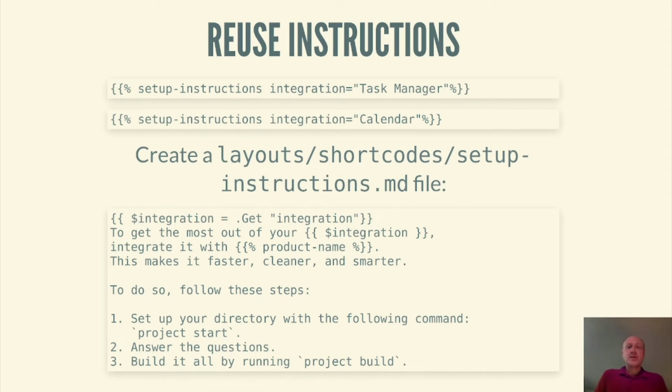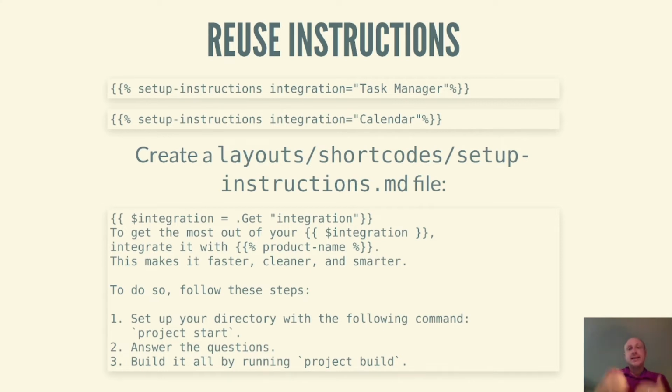If you have integrations that are the same between different kinds of places, you can also reuse instructions. So for this example, you would create a different shortcode. Instead of just the product name, you would create the setup instructions file, and you would call this with the 2 things on the top of the screen here, which would be the setup instructions shortcode, where you pass it the information of what the integration is. Like in the first case, it would be the task manager integration. And in the second case, it would be the calendar integration. And in both of these cases, the instructions are going to be the same. As you can see in the part down below, the instructions are repeated there.